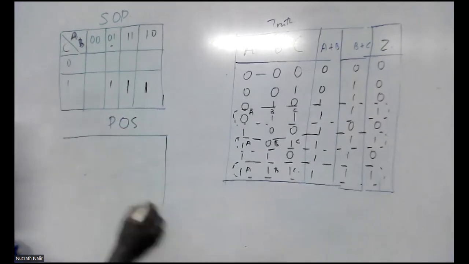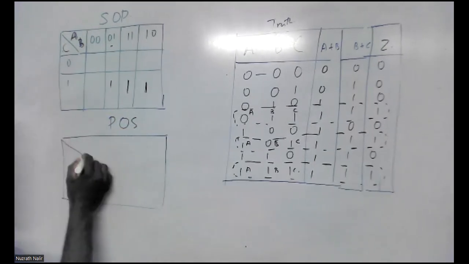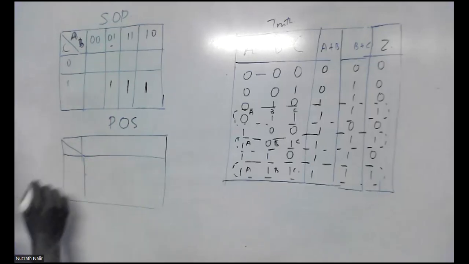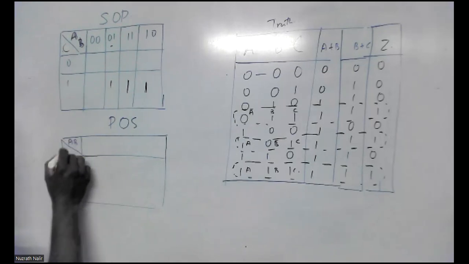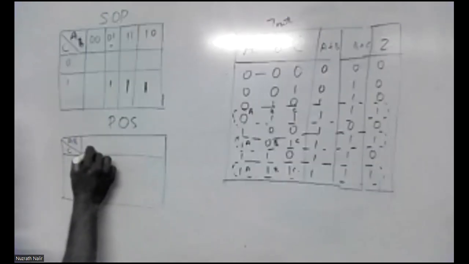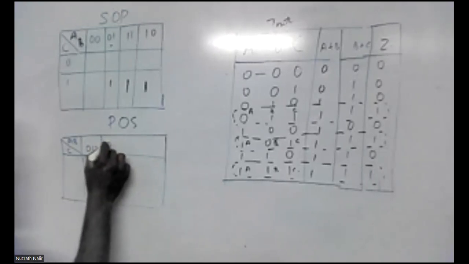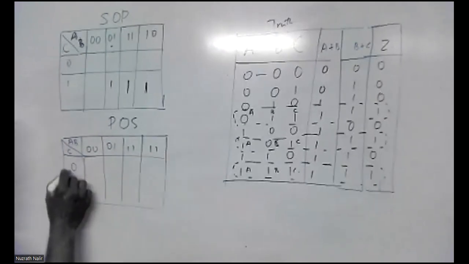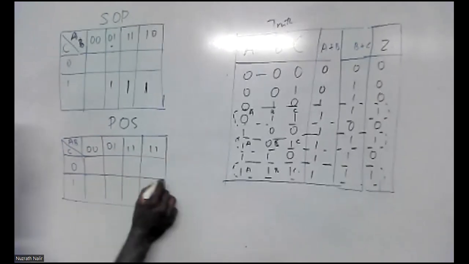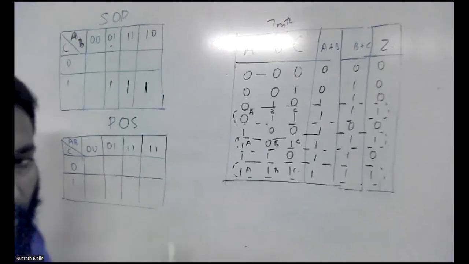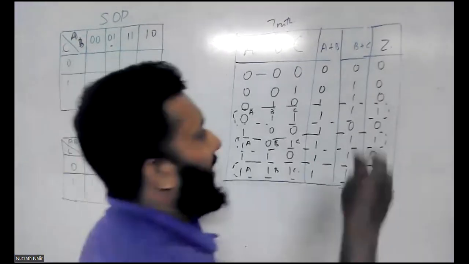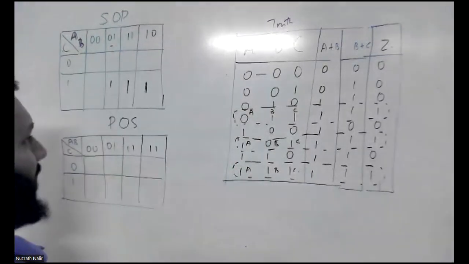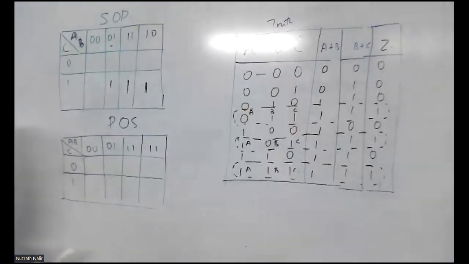POS. So even you can take the same drawing, but to avoid the confusion, I'll just use this. A, B, C. So 0, 0, 0, 1, 1, 1, 1, 0, 0, 1. In this first concept, we are only taking the zeros. Okay, so let's discuss. Let's see this. So A, B, C. All are zeros.